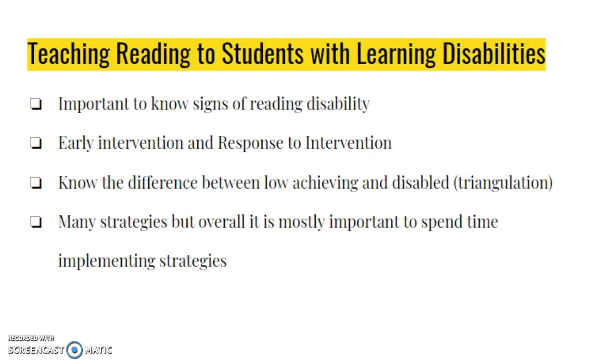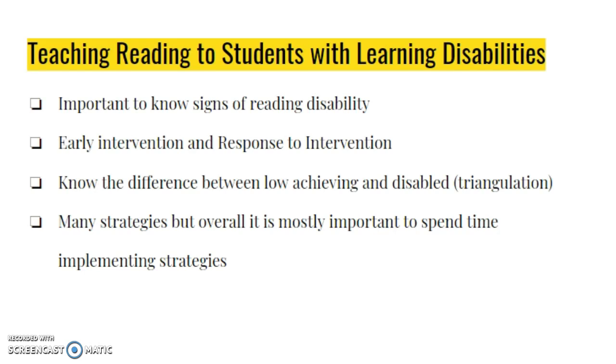So lastly, we're going to talk about teaching reading to students with learning disabilities. Mostly after reading the article, what stuck out to me most was it is really important to know the signs of a reading disability, because it is very easy to mix up somebody who's low achieving and somebody who actually has a reading disability. Something from this lesson that can be applied is using triangulation to understand that difference between low achieving and disabled. Because using just one kind of test will never tell you enough information.